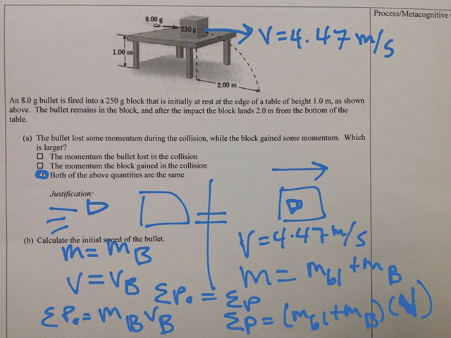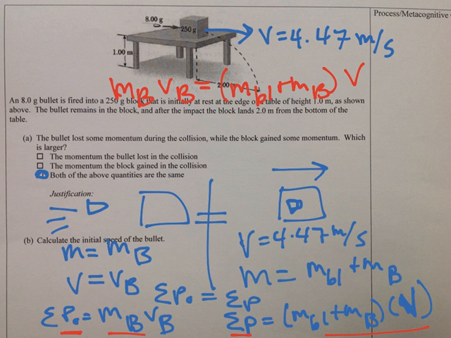I'm going to write in red up here just so we can leave that up, but use some more space. So therefore, if these two things are equal, that means these things are also equal to each other. So we can say that mass of our bullet times velocity of our bullet is equal to mass of the block plus mass of the bullet times the velocity of both.